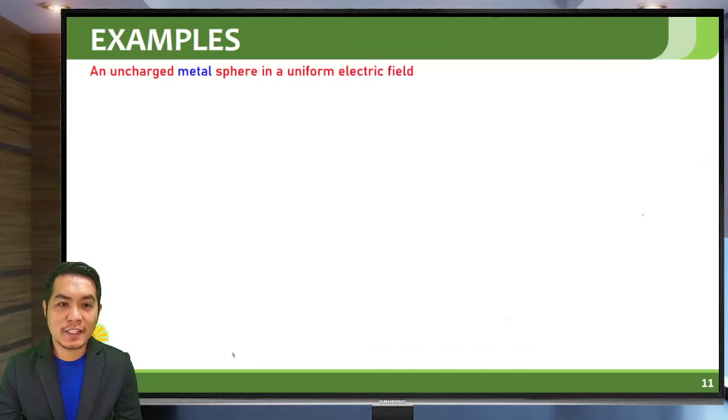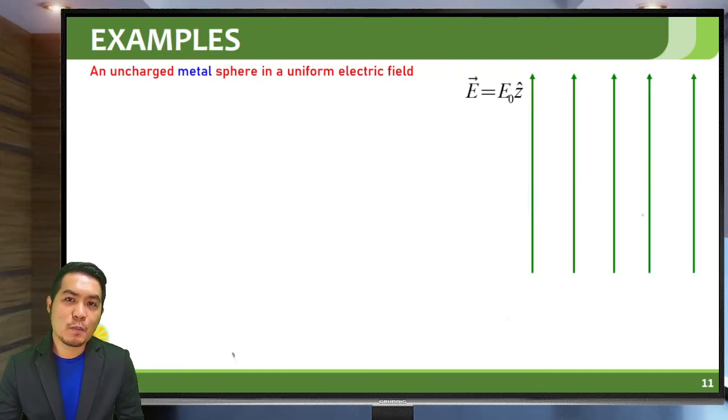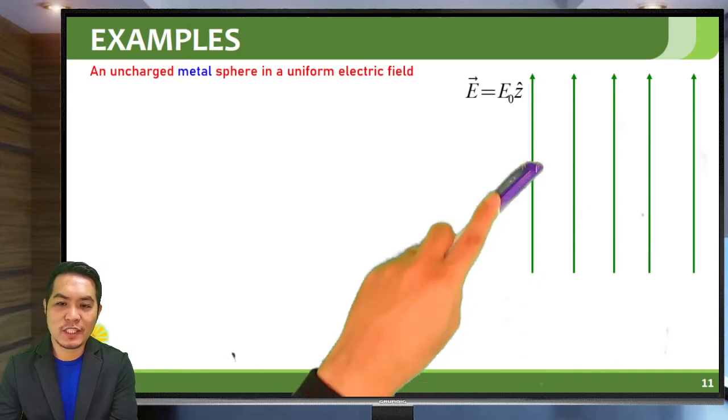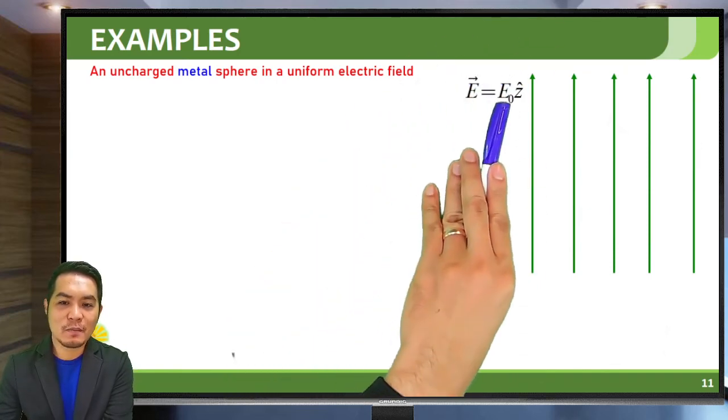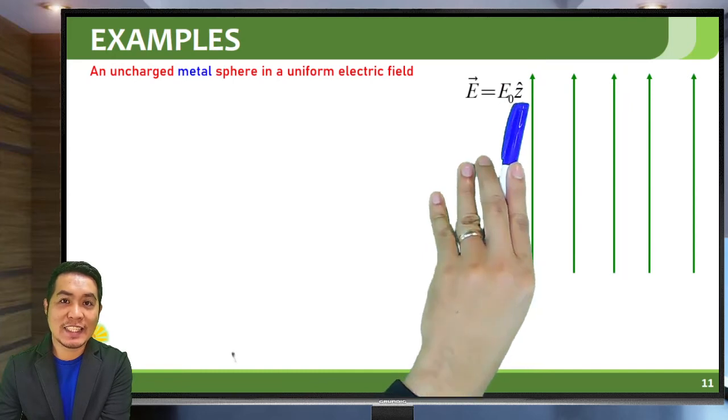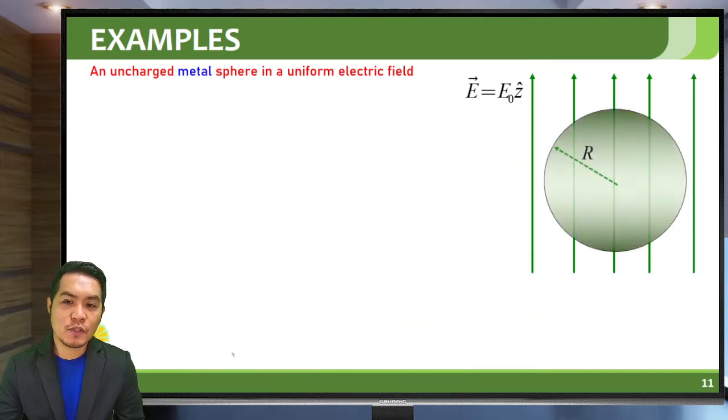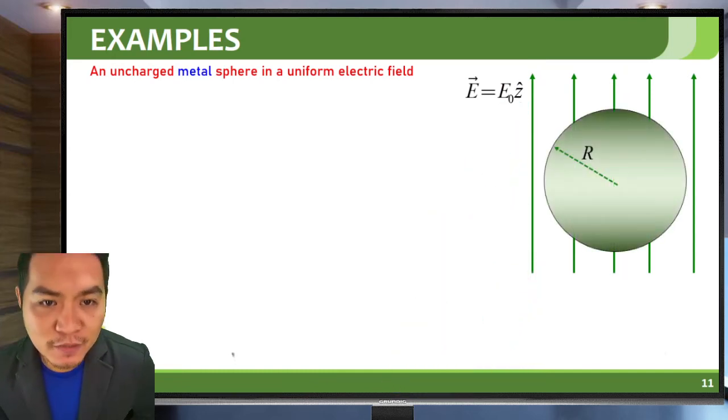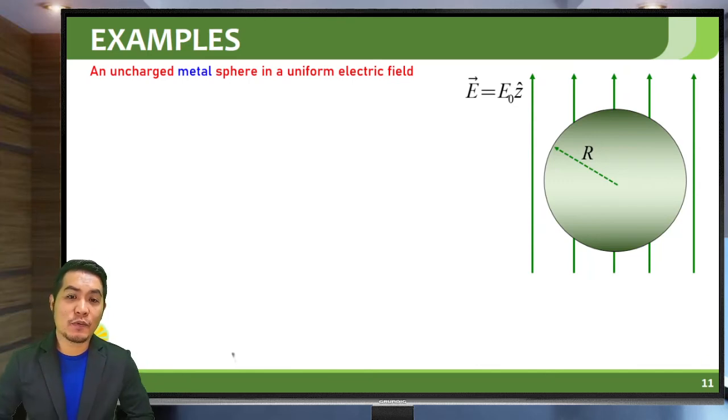So let's have another example here. This is one of the more common examples in spherical coordinates. Suppose you have a uniform electric field directed towards the positive z axis. So it's uniform, it's not bending or anything. Its magnitude is E naught, its direction is z hat. And suppose you place an uncharged metal sphere in a uniform electric field. So what do you think will happen?